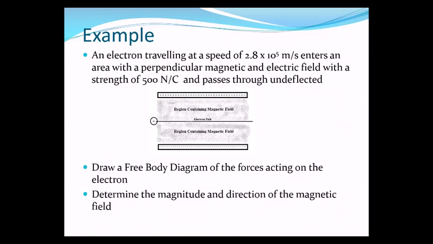So an electron traveling at that speed enters an area with a perpendicular magnetic and electric field. Ooh, we have magnetic and electric field with a strength of 500 newtons per coulomb and passes through undeflected. Draw a free body diagram of the forces acting on the electron and determine the magnitude and direction of the magnetic field. Cool.